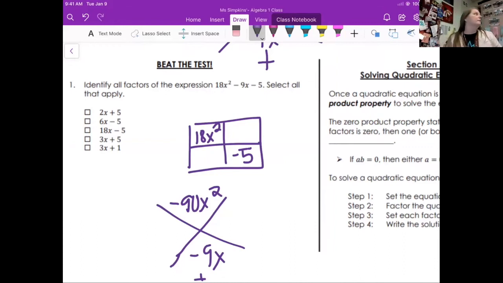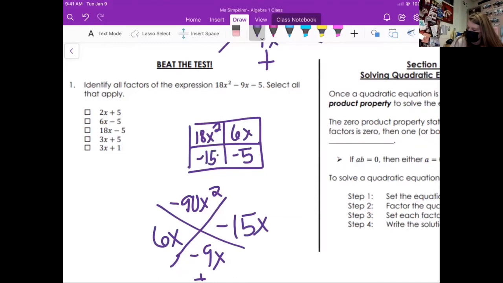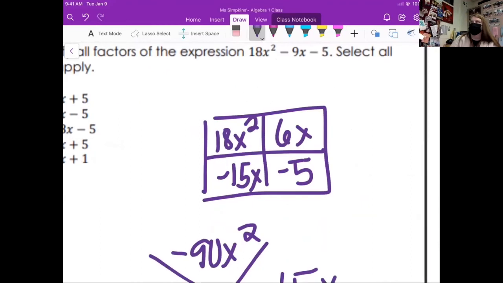A positive times a negative is a negative. So one of your factors has got to be a negative. All right. What are the 2 numbers? Asa, what are they? Negative 15x and 6x. So if we add those, we do get negative 9x. If we multiply them, we get negative 90x squared. So I'm going to put 6x here and negative 15x here. If you did the opposite, that's fine.